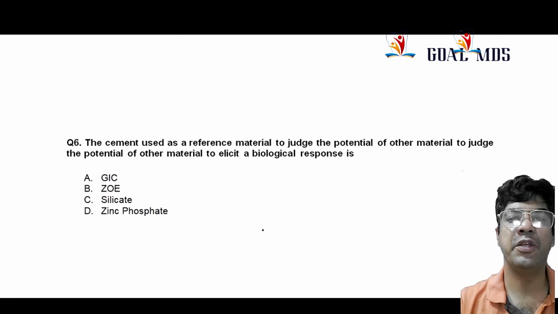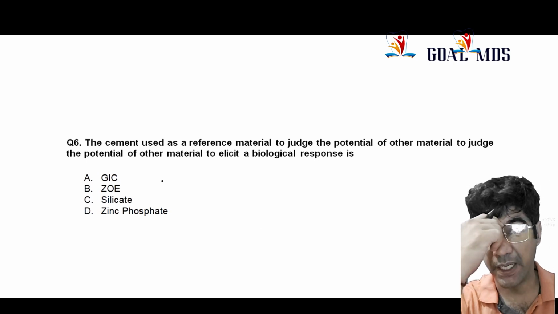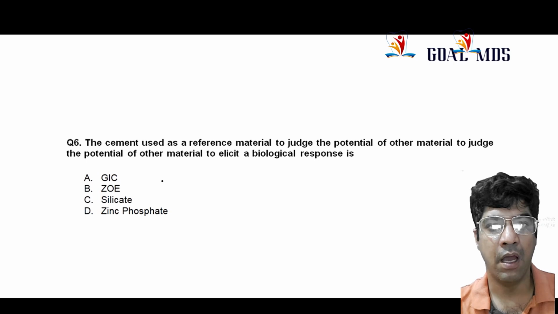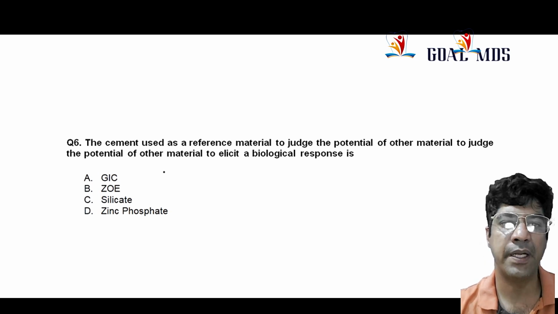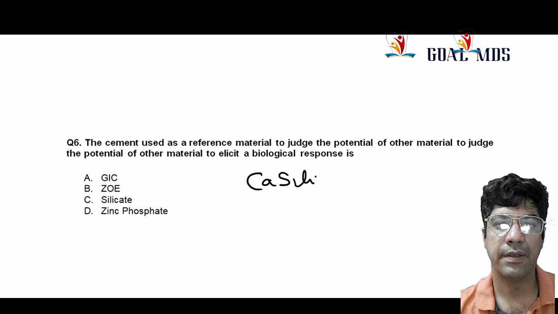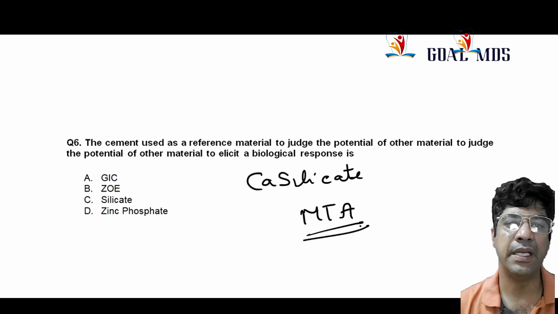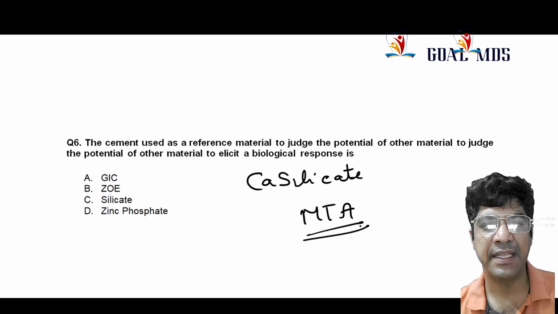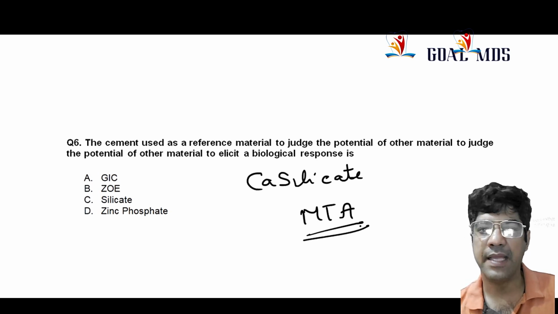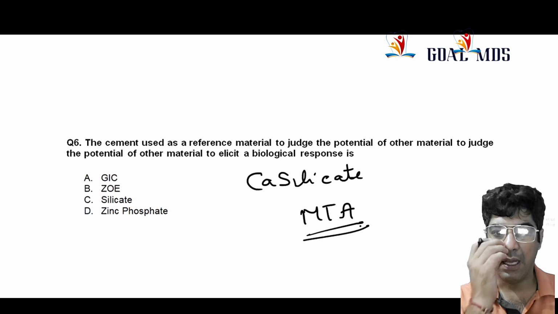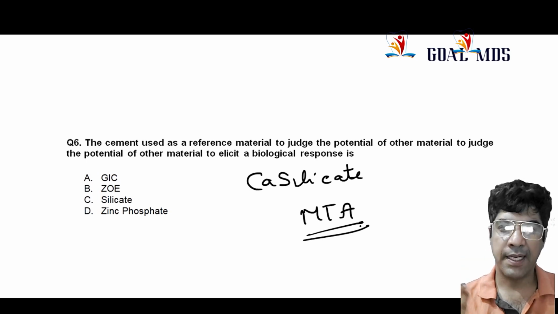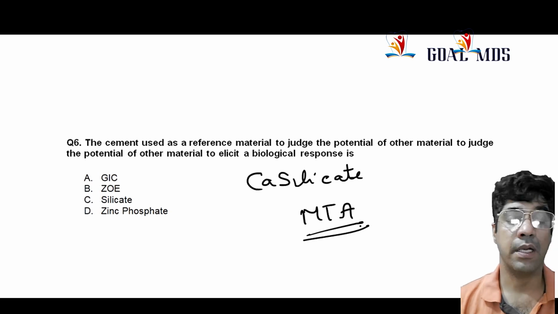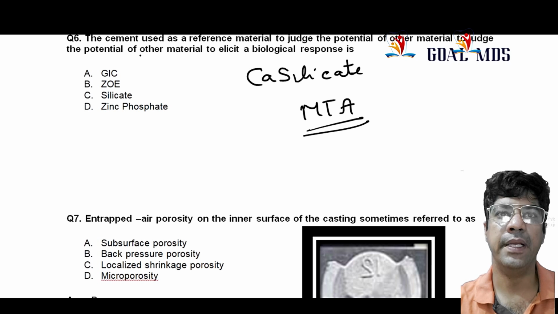Moving to the next question, the cement used as a reference material to judge the potential of other materials to elicit a biological response is silicate cement. Silicate cement, particularly the calcium silicate based cement like MTA, is often used as a reference material to assess the biocompatibility and biological response of other materials. They are known for their excellent biocompatibility, and they are used as a standard for evaluating the potential of other dental materials to elicit a biological response. So the answer will be silicate.